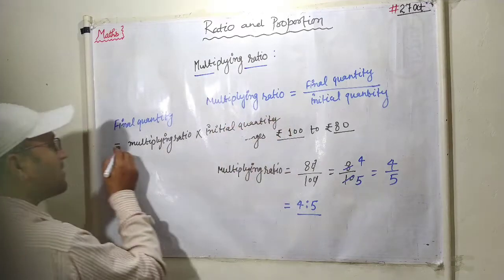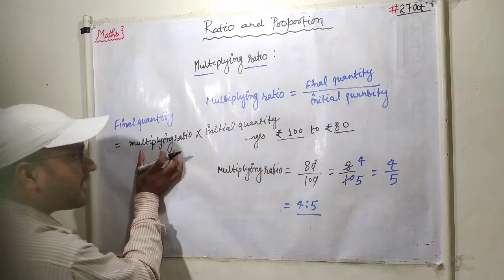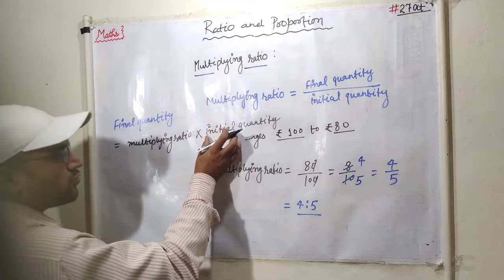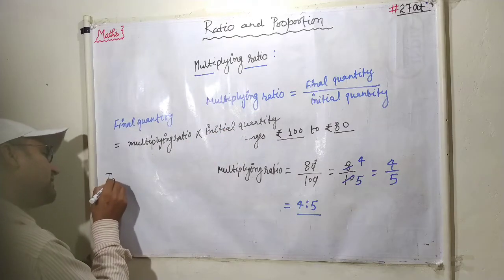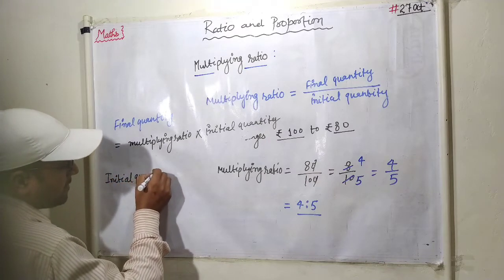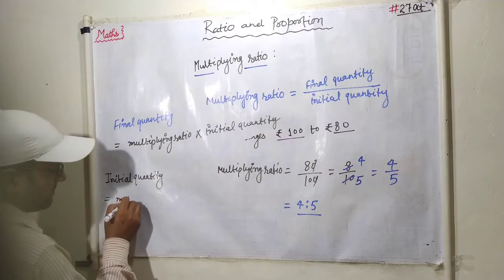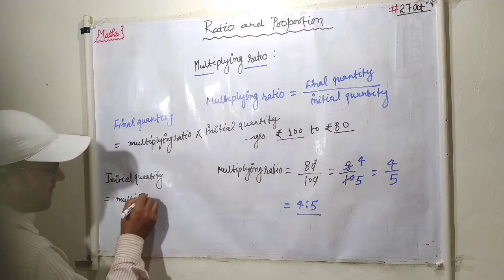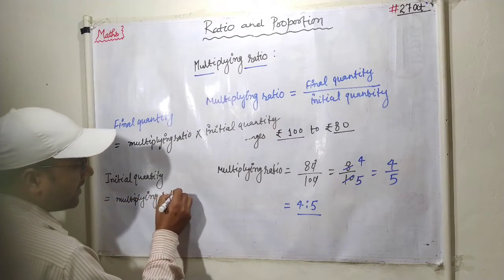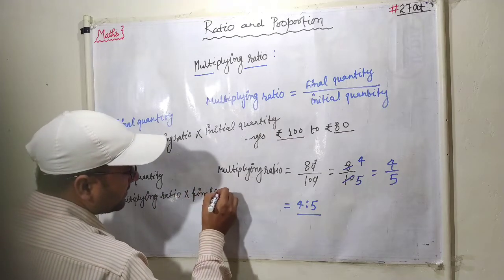Very important this one. Final quantity is equal to multiplying ratio multiply by initial quantity. Same as it is. Suppose if you want to find the initial quantity, then initial quantity is equal to multiplying ratio multiply by final quantity.